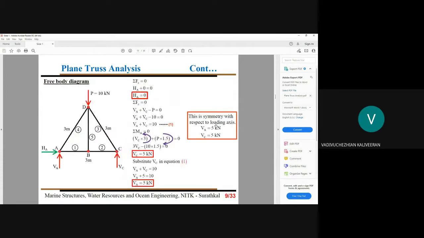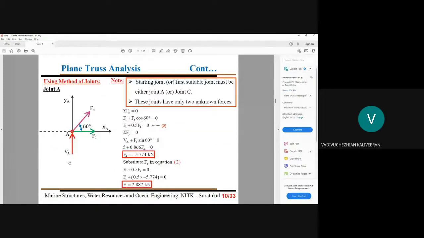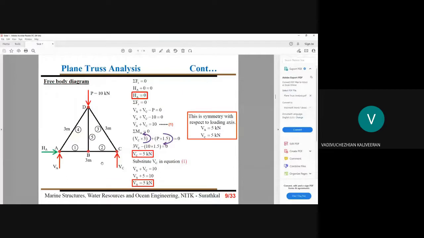Now, you have to note this angular orientation. It is very, very clear. 3 meters, 3 meters, 3 meters. So obviously it is 60. This is also 60. This is also 60. Sometimes angular orientation is also tricky. You have to think about that.